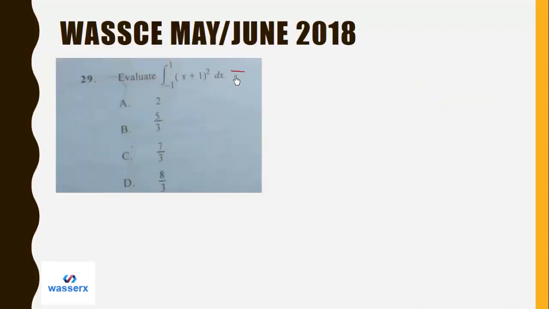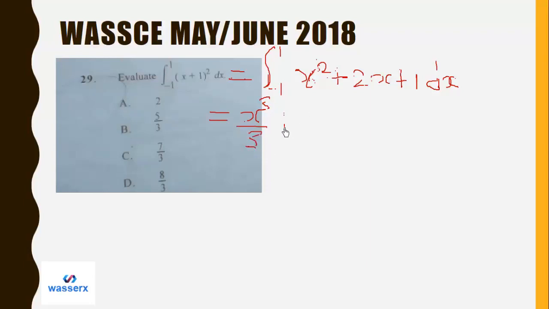Now we have this one, so the rule again is to expand what is over there. So from negative 1 to 1 of (x plus 1) squared, if you expand this, you get x squared plus 2x plus 1 dx. So we integrate term by term. If you integrate this, you are going to get x to the power 3 all over 3, then plus 2 times x squared over 2, then plus x. Now we are going to evaluate from negative 1 to 1.